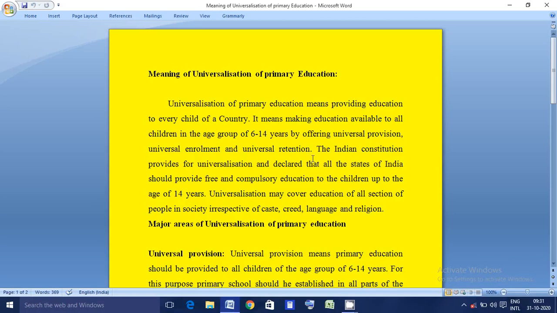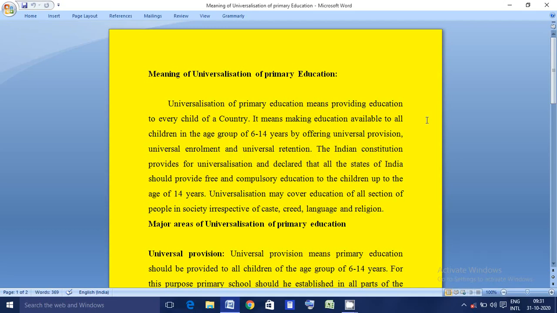Universalization of primary education means providing education to every child of a country. It means making education available to all children in the age group of 6 to 14 years by offering universal provision, universal enrollment, and universal retention. The Indian Constitution provides for universalization and declared that all the states of India should provide free and compulsory education to the children up to the age of 14 years. Universalization may cover education of all sections of people in society, irrespective of caste, creed, language, and religion.